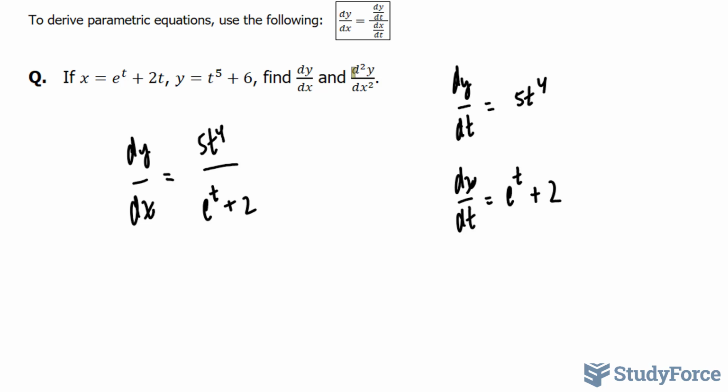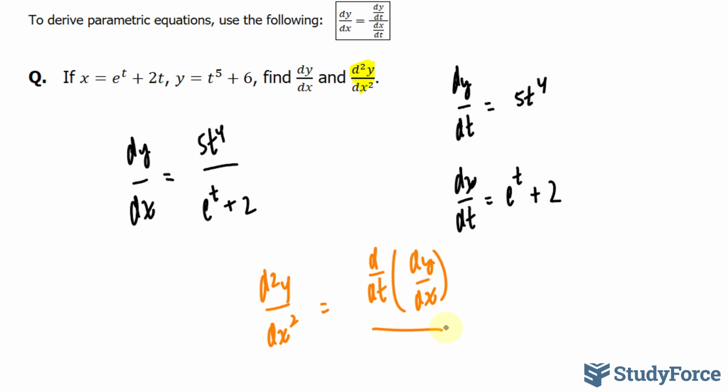Next, to find the second derivative, here's the formula. You take the first derivative and find its derivative. So d squared y over dx squared is equal to the derivative of the first derivative, which I'll represent as d dt of dy over dx, and you divide this by the first derivative of dx with respect to t. We've already done that. It's right here, so I'll place that here, e to the power of t plus 2.